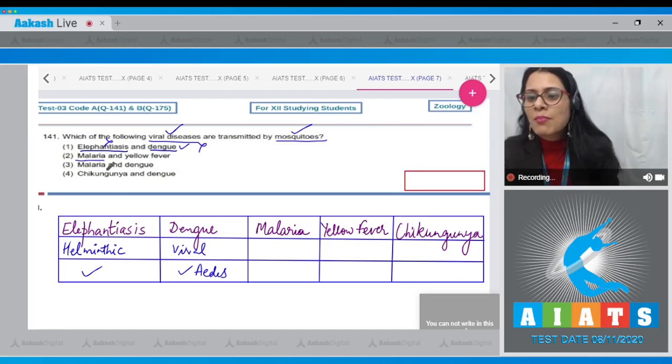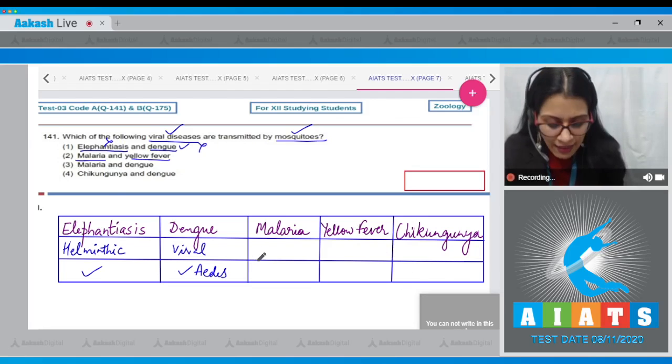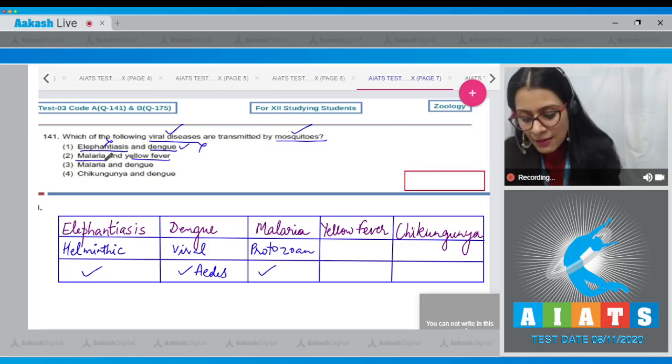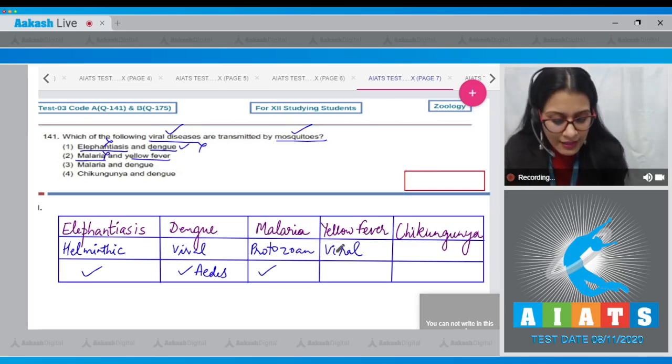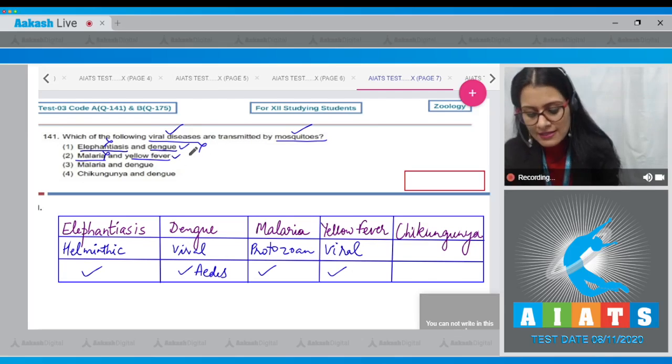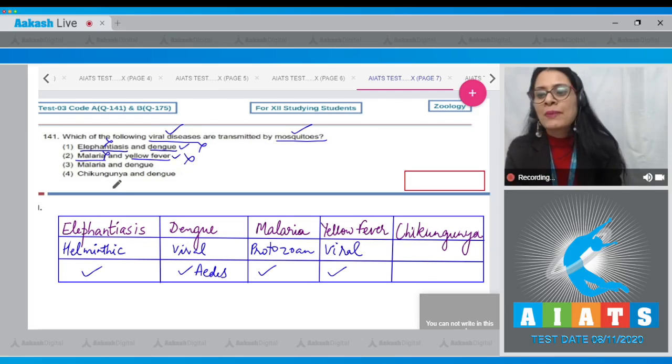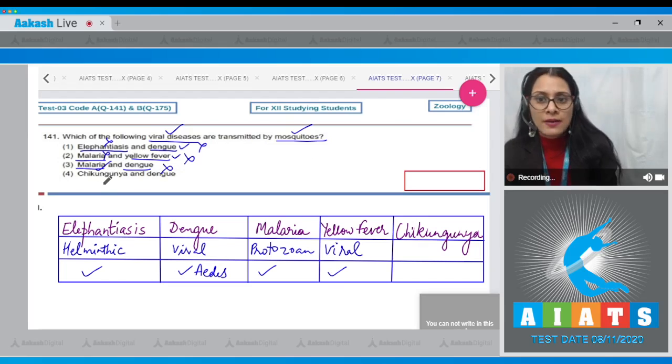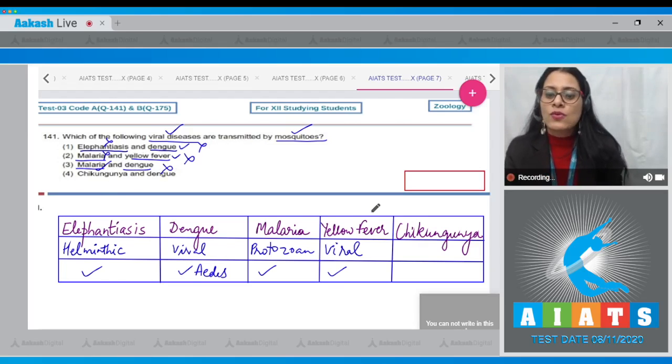The next option is malaria and yellow fever. Malaria is a protozoan disease. However, it is also transmitted by a mosquito, but it is a protozoan disease. Yellow fever is a viral disease and it is also transmitted by mosquitoes. So yellow fever is a viral disease transmitted by mosquitoes, but this option is incorrect because of malaria. The next option says malaria and dengue. This is incorrect because malaria is a protozoan disease transmitted by mosquito. Dengue is a viral disease transmitted by mosquito, but because of malaria, this is an incorrect option.